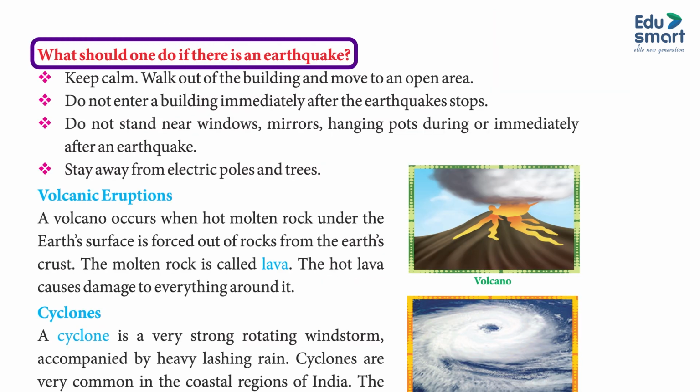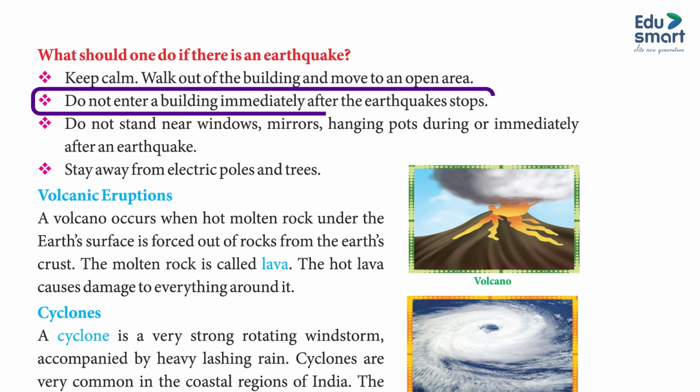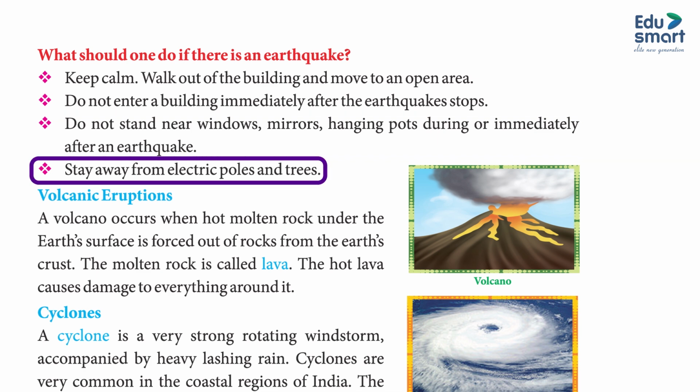What should one do if there is an earthquake? Keep calm. Walk out of the building and move to an open area. Do not enter a building immediately after the earthquake stops. Do not stand near windows, mirrors, or hanging pots during or immediately after an earthquake. Stay away from electric poles and trees.